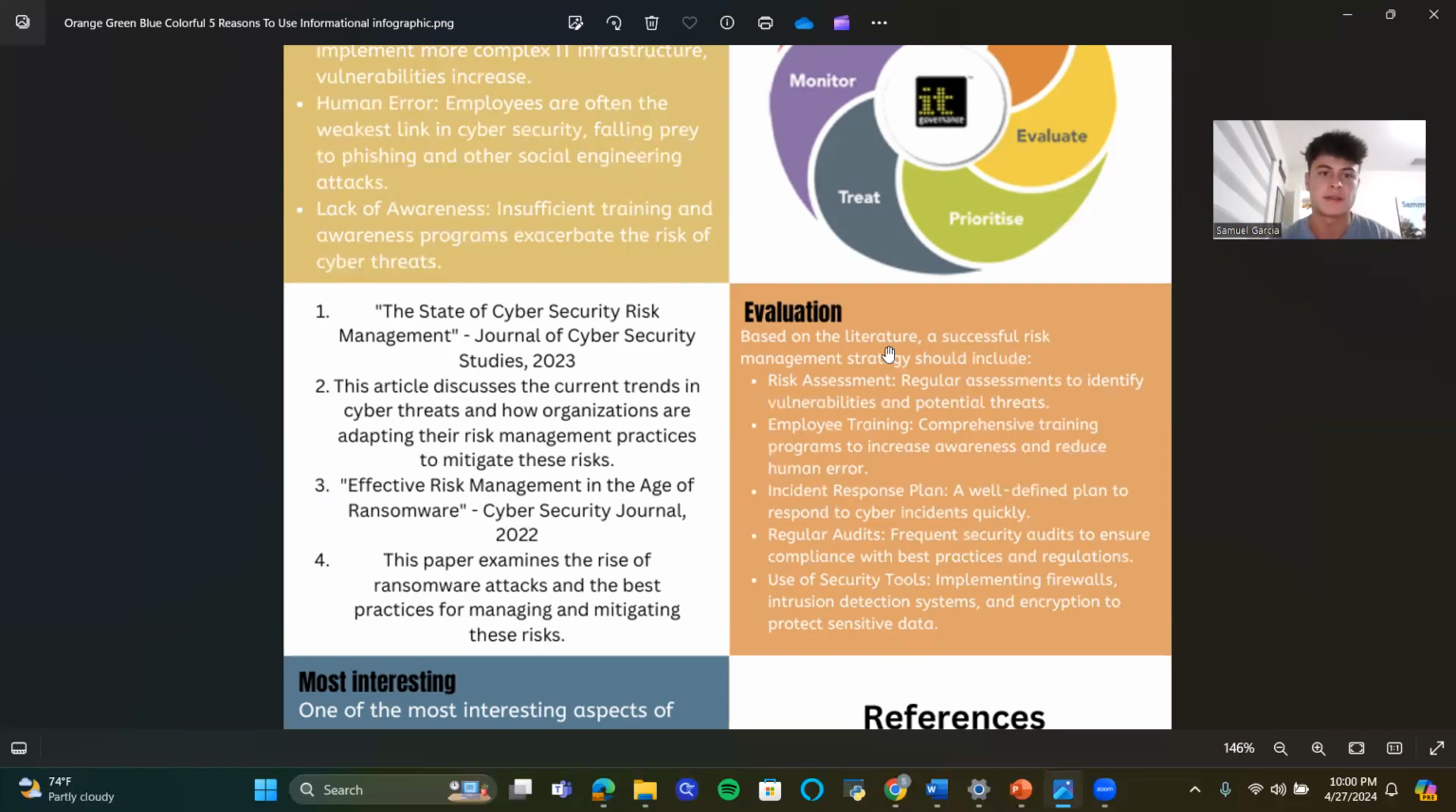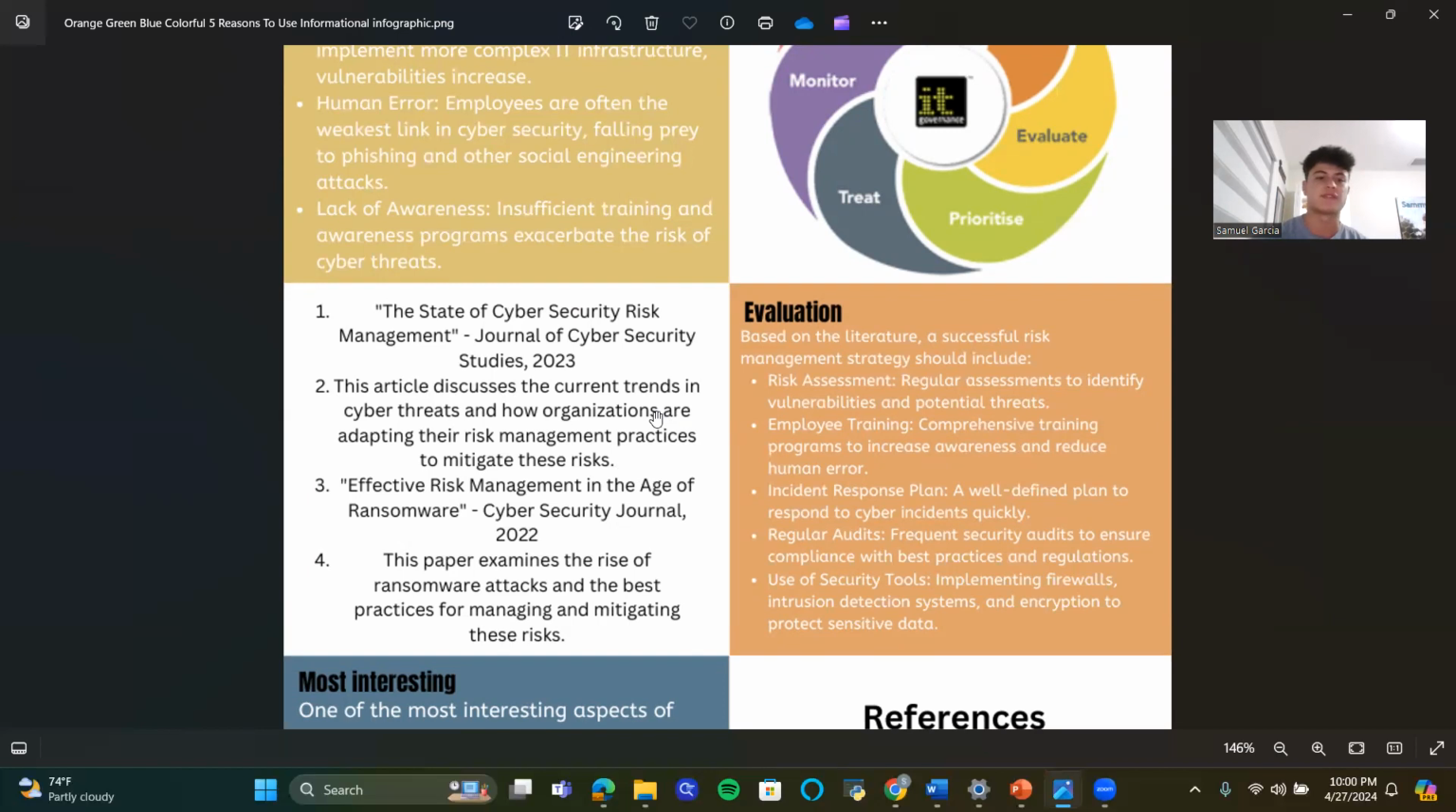It covered the organizations and how, like I just said, they're treating these things and how they're bettering, and how to try to avoid as much of the data breaches and the cybersecurity risks. And then the second one I have was Effective Risk Management in the Age of Ransomware in the Cybersecurity Journal of 2022. This paper examines the rise of ransomware attacks and the best practices for managing and mitigating these risks. So this one was a little bit more of an in-depth paper, not so much like an article as the first one, even though the first one was more of a journal style.